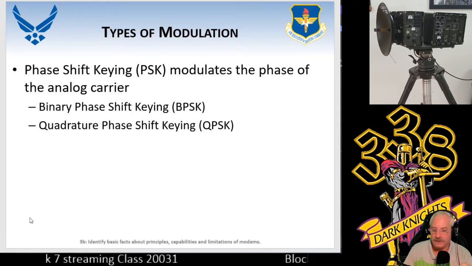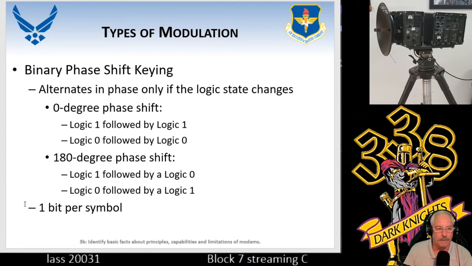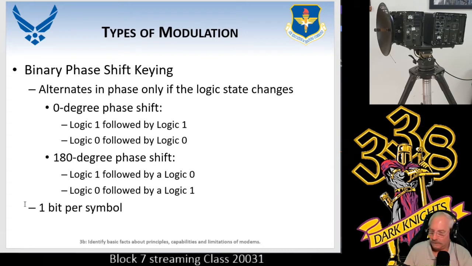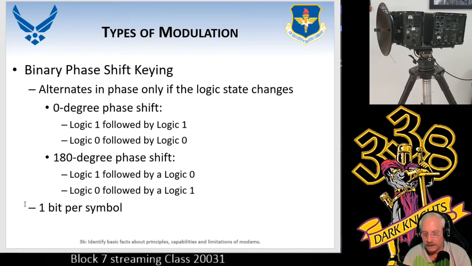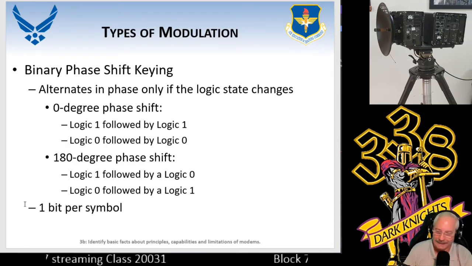Next up, we got phase shift. Now this one starts getting a little bit elaborate. The first one we're going to look at is binary. This is also 1 bit per symbol. Let's take a look at it. Binary is going to shift the phase of the signal, not the amplitude, not the frequency. In this case, we got a 0 phase shift when you don't change the logic. You'll have a 180 degrees phase shift when we do change the logic. So in other words, 1 to 0 or a 0 to 1. Again, 1 bit per symbol.